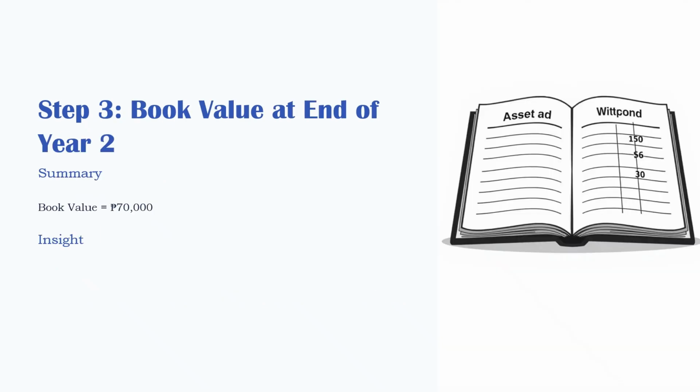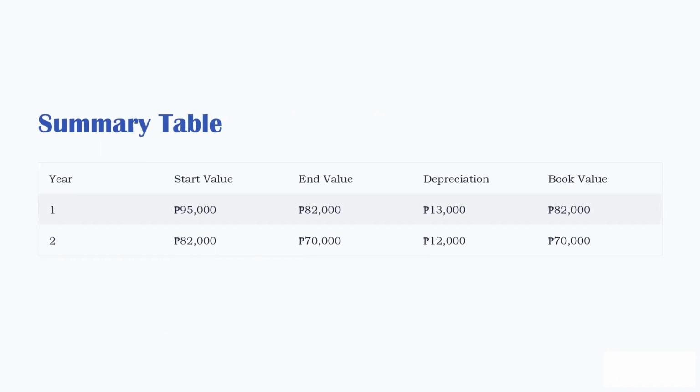Step 3, book value at the end of year 2. Book value is equal to 70,000. In this method, the book value simply becomes the revalued amount at the end of the year. So here's the summary table. You can see how the value goes down based on appraisal, not a formula.